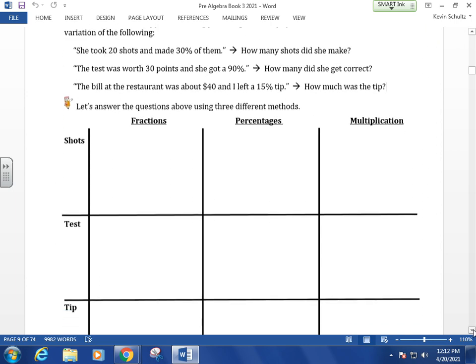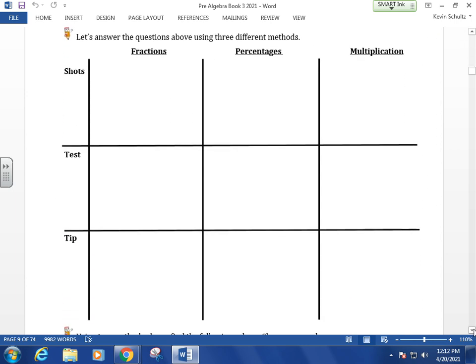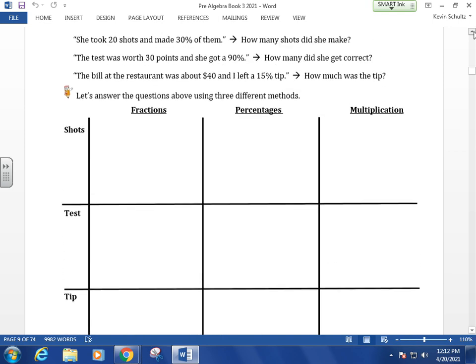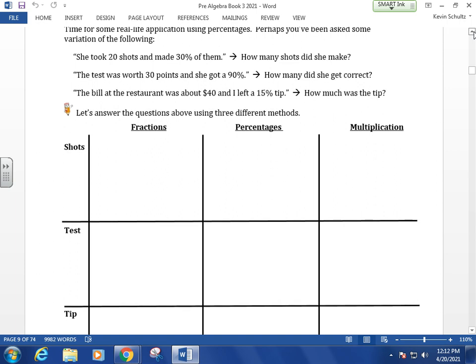So moving down the page. Like I said, we're going to use three different methods here to answer these questions about the shots, the test, and the tip. So the first one, took 20 shots and made 30% of them. How many shots did she make? Again, what we're answering here is what is 30% of 20? And the first method I'm going to show you is by using fractions.